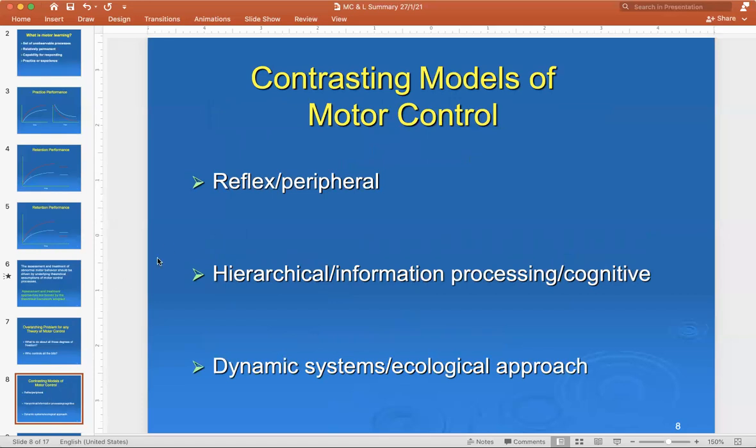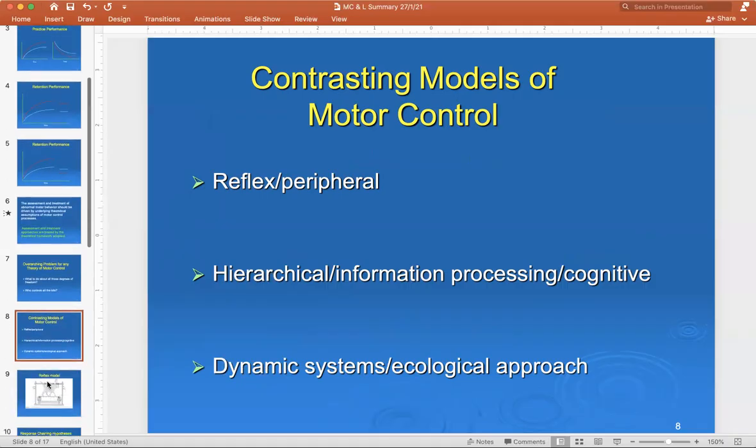And these are the chronologically ordered models. The reflex model was the first model proposed, hierarchical or information processing was second, and then more recently, the dynamic systems model has tried to explain how those degrees of freedom are controlled.